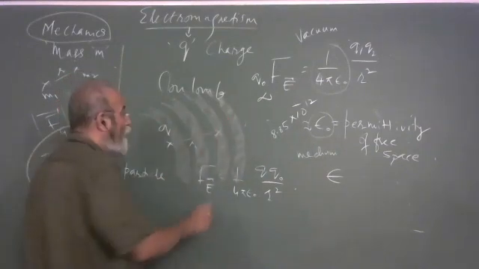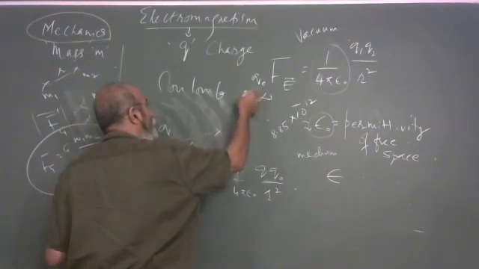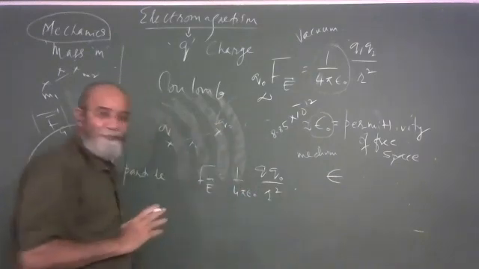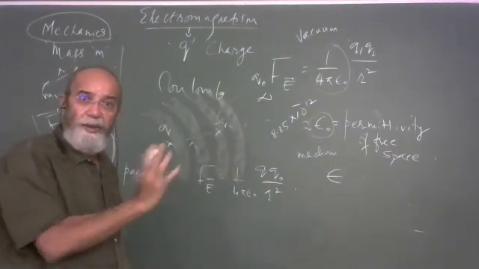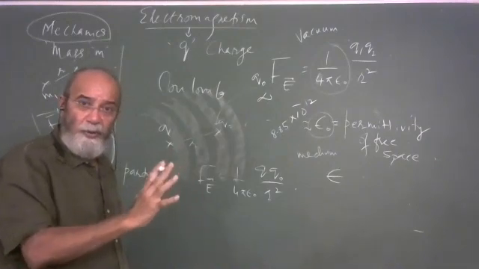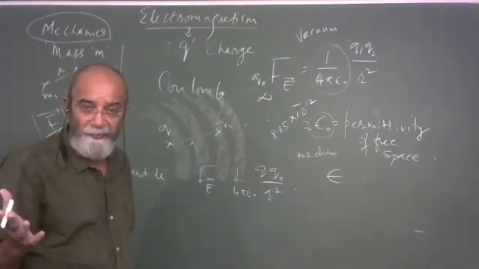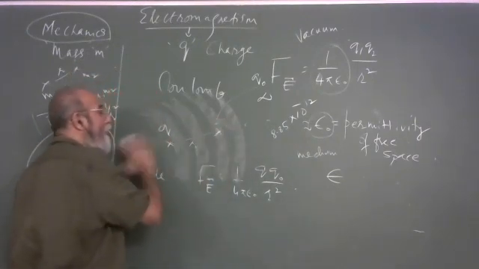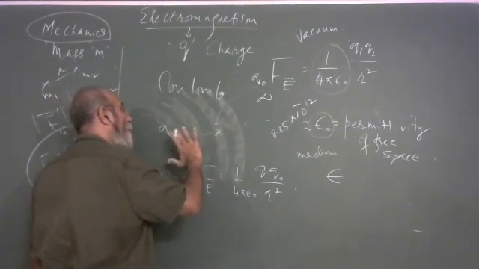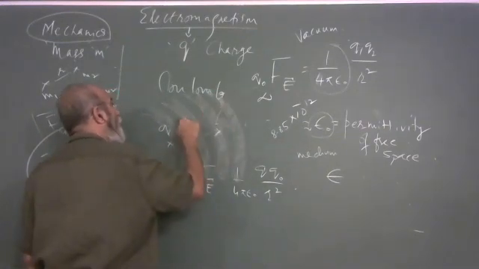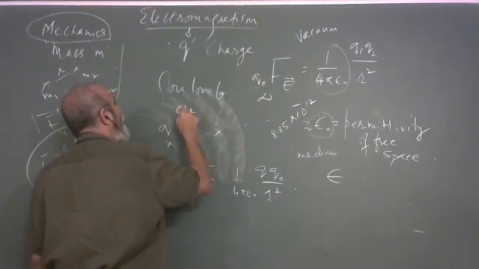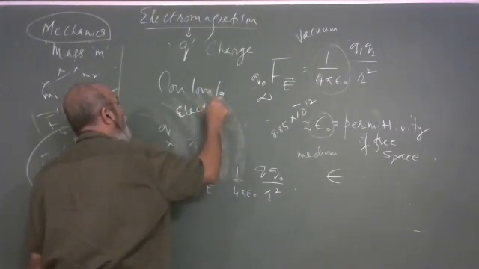And when this fellow came within this region of influence of Q, it experienced a tug. Which means Q had already set up a region of influence, which we will define by the word electric field.